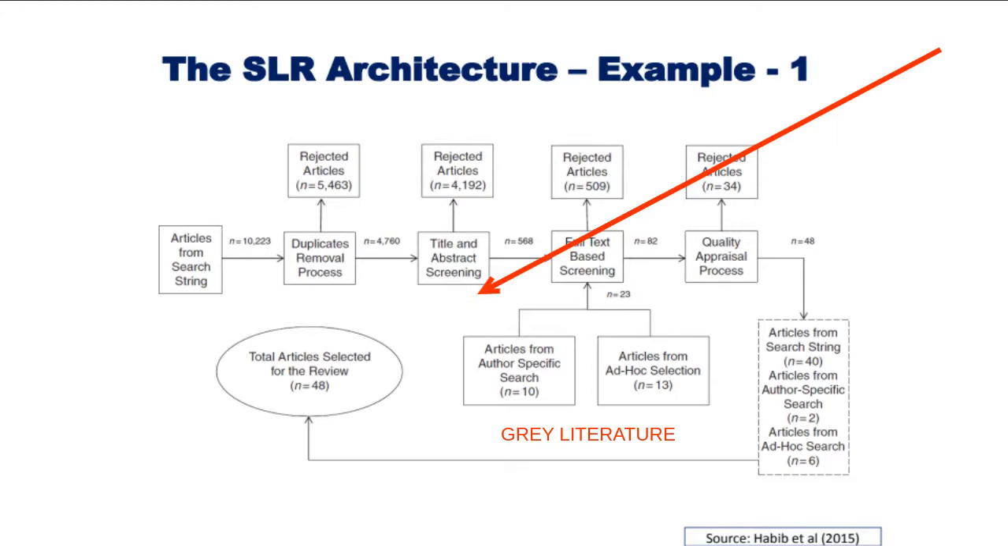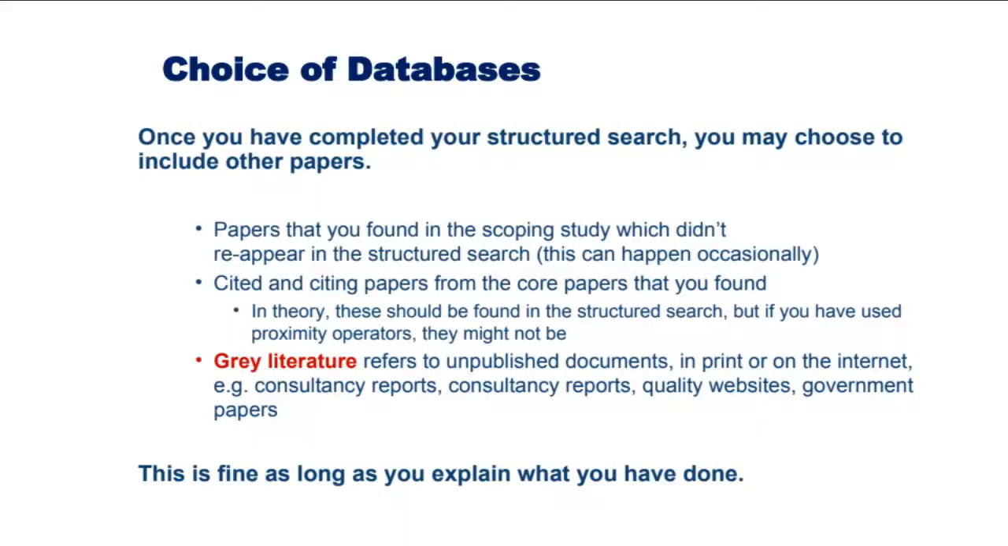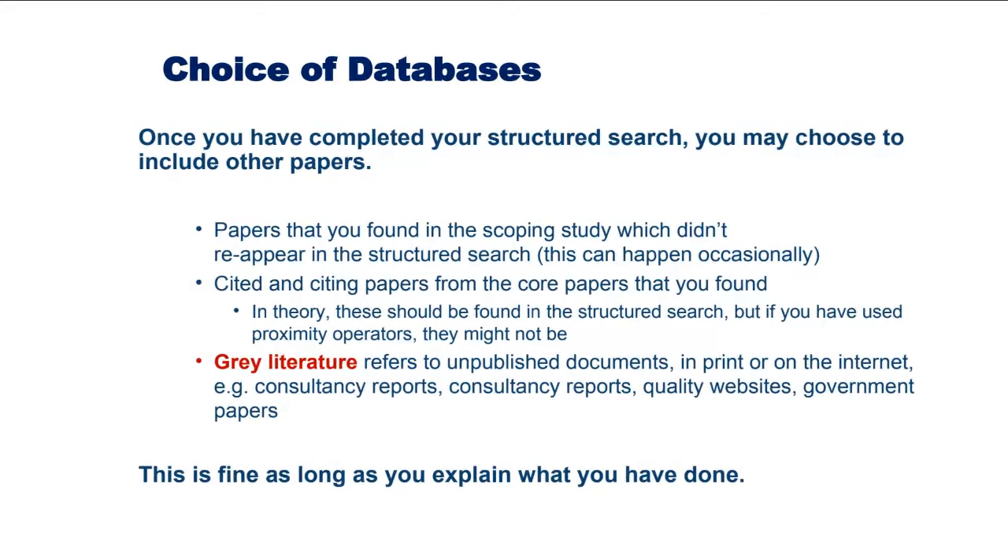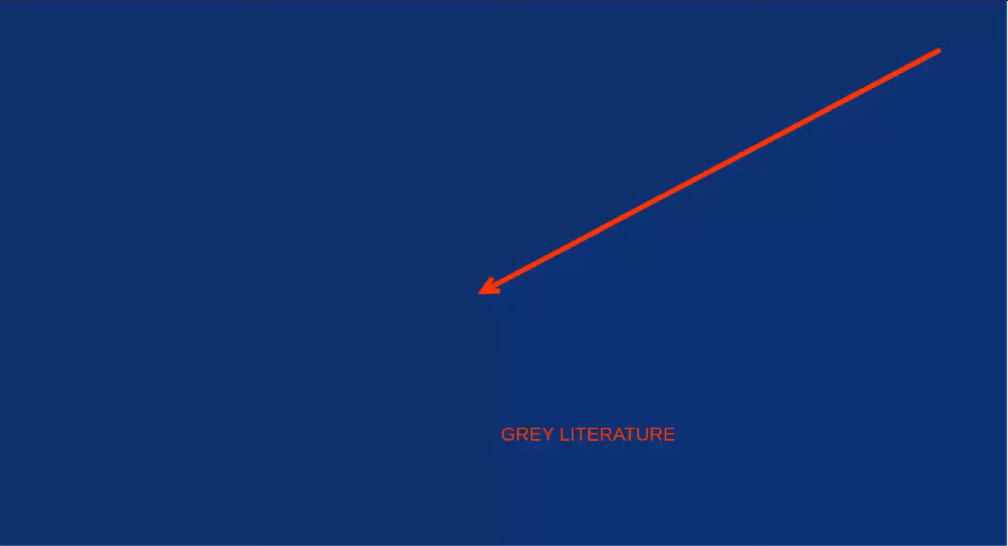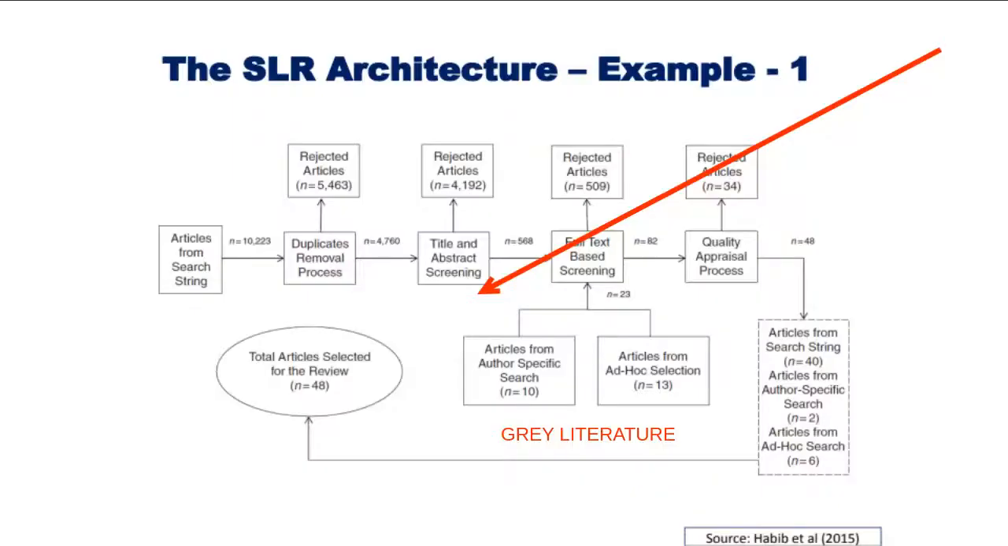Just to show you, can you see this term gray literature that I referred to when you are selecting your databases? That's what we call gray literature. Gray literature means sources which are not published journal articles, and we can include those also. But whatever comes from gray literature, you still have to apply the quality appraisal. That's why this has to be entered before the quality appraisal. Everything coming from your sources has quality appraisal applied.